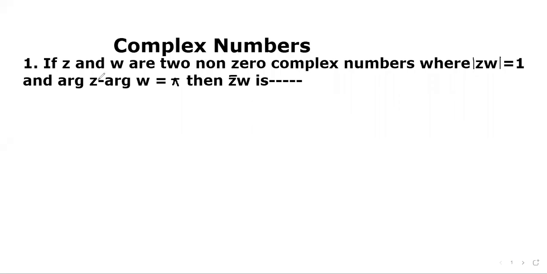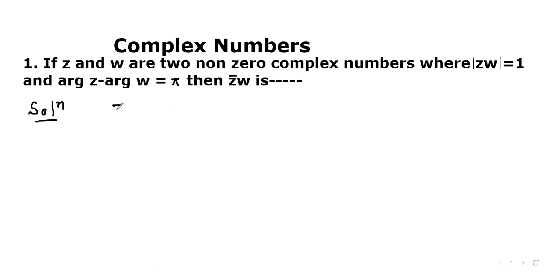Complex numbers. Question number 1. If Z and W are two non-zero complex numbers where modulus ZW is equal to 1 and arg Z minus arg W is equal to pi by 2, then Z bar W is. Let's see the solution.